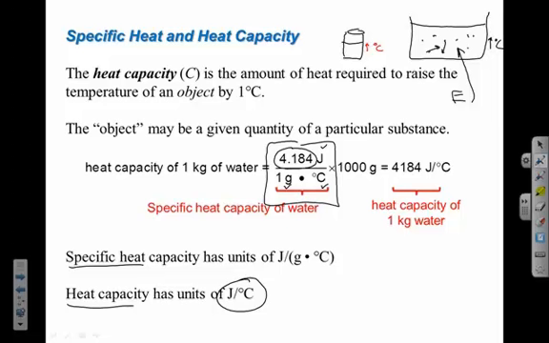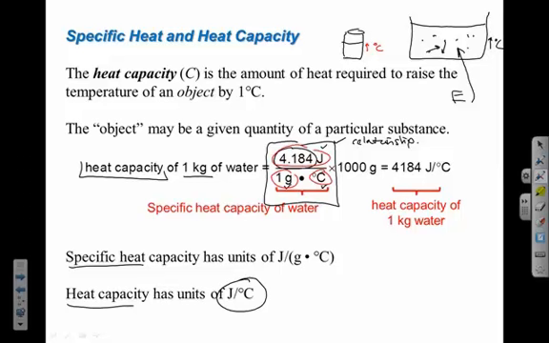So if I wanted to know, say, what's the heat capacity of a kilogram of water, how much energy is it going to take to raise the temperature of a kilogram of water by 1 degree, I would use the specific heat as a relationship. Right? This is a relationship. It's 1 unit. It's not the normal relationship we see, which is 1 unit per another unit. It's 1 unit per 2 units.